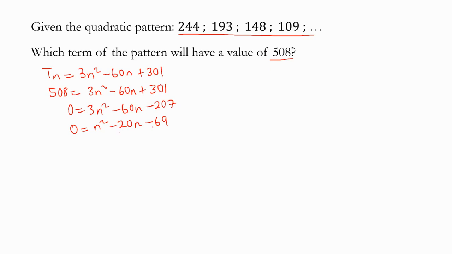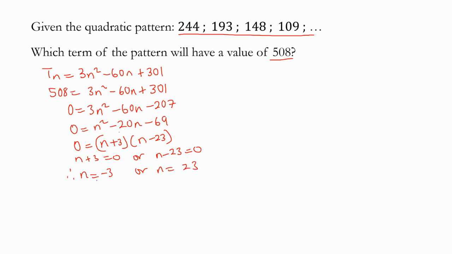That should be negative 23 and 3, because negative 23 times 3 is negative 69, and negative 23 plus 3 is negative 20. So it means the factors here are 0 equals n plus 3 times n minus 23. It means n plus 3 is equal to 0, or n minus 23 is equal to 0. Therefore, n is equal to negative 3, or n is equal to 23.